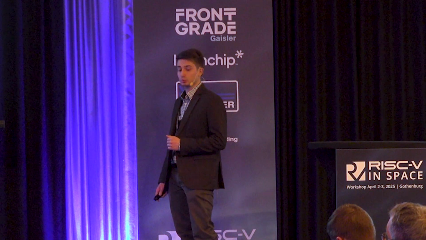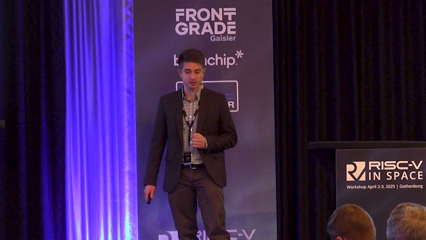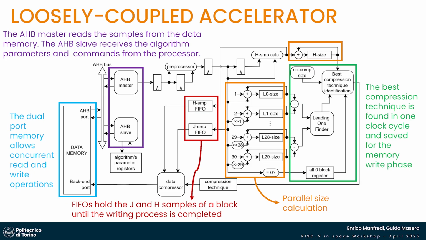For what concerns the loosely coupled accelerators, we have two AHB interfaces: a master interface to read data directly from the data memory, and a slave interface that is used by the processor to write the algorithm parameters inside the accelerators. This is the optional preprocessing step, and then data is used to calculate all the sizes for all the compression techniques simultaneously. And after an entire block has been analyzed, the best compression technique can be found in a single clock cycle.